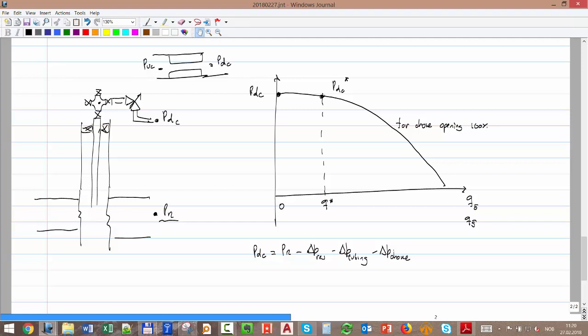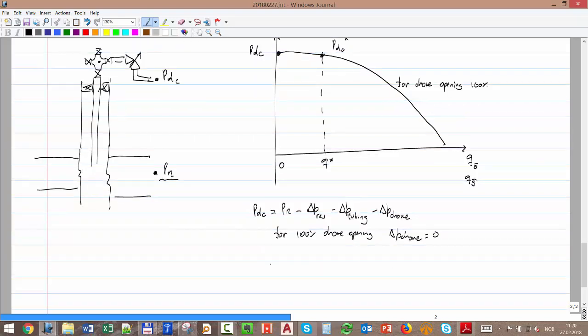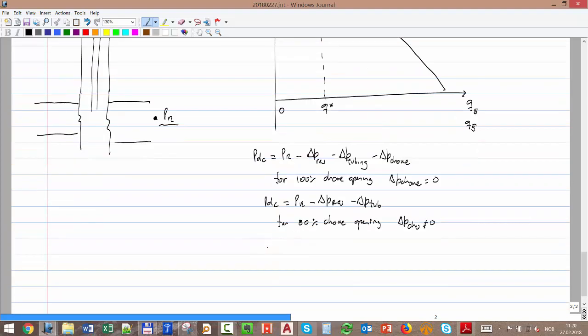If this is fully open, then this one will be 0. For 100% choke opening, delta P of the choke is 0, and then PDC is just PR minus delta P minus delta P of the tubing, right? But if I have 80% choke opening, then delta P choke is different than 0, right? So that means that PDC is actually going to be the full expression.